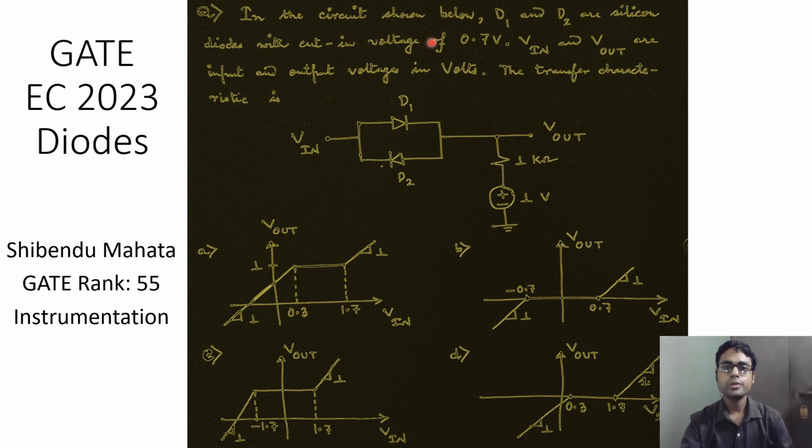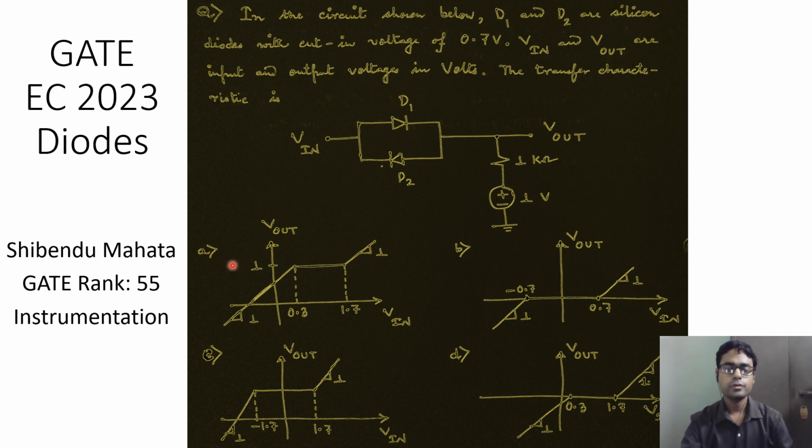In the circuit shown below, D1 and D2 are silicon diodes with cut-in voltage of 0.7 volt. Vin and Vout are input and output voltages in volts. The transfer characteristic is, this is the corresponding circuit and there are four options given here.